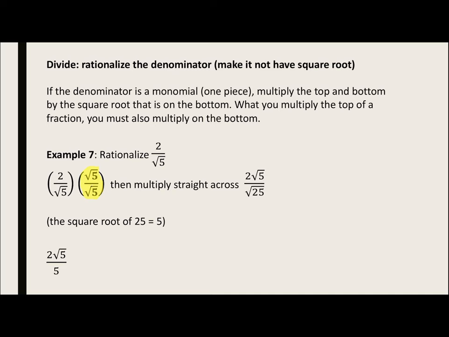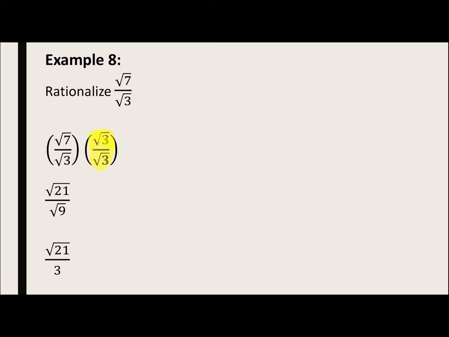That gets the square root out of the denominator. That's what rationalize the denominator means. Example 8. Rationalize the square root of 7 divided by the square root of 3. Multiply top and bottom by the square root of 3 over the square root of 3.